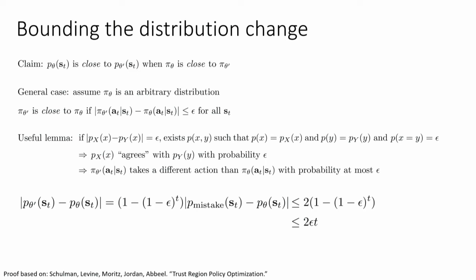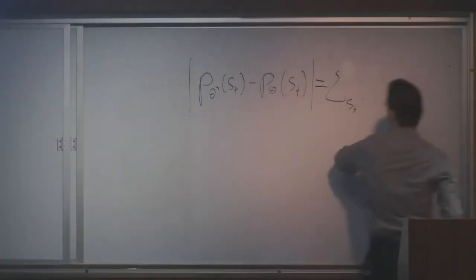Yes? So I'm kind of confused, and this might just be a dumb question, but on the useful lemma, the probability x equals y equals epsilon, why is that not x not equals y, and then disagrees in the next slide? I don't understand how you're going from agreement to the fact that they take different actions with probability of epsilon. Oh, it's because this should be 1 minus epsilon. Thank you. Yeah, so just to make sure that everybody caught that, thank you.